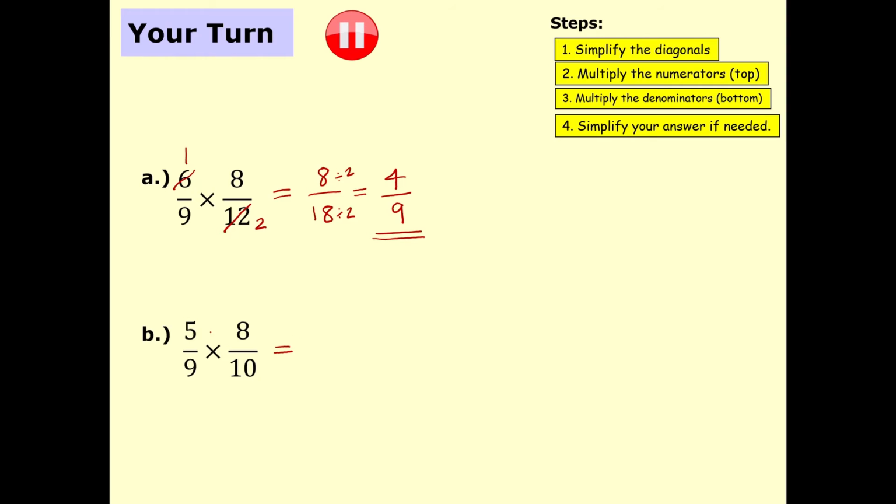Second question. First diagonal, 5 and 10. We can divide them both by 5. So 5 divided by 5 is 1. 10 divided by 5 is 2. Check your second diagonal. Well, we can't simplify that at all, so let's just go ahead and answer it. 1 times 8 is 8. 9 times 2 is 18. Turned out the same as the first question, but let's just make sure we're doing it right. Dividing the top by 2, dividing the bottom by 2. So 8 divided by 2 is 4, and 18 divided by 2 is 9. So mark your work, and well done if you got both of them right.